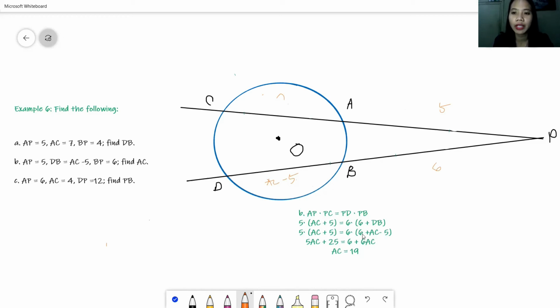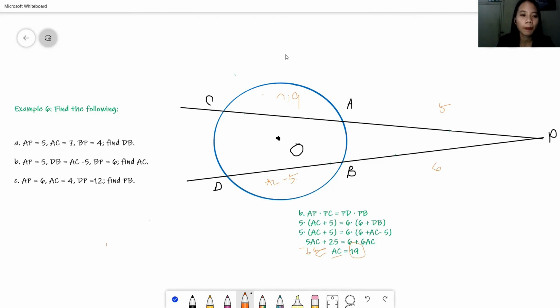So first, 6 minus 5 is 1 plus AC. So 6 times 1 is 6, and then 6 times AC is 6 AC. So 5 AC minus 6 AC is equal to AC. And then 25 minus 6 is equal to 19. So now we already have the value of our AC, which is 19.